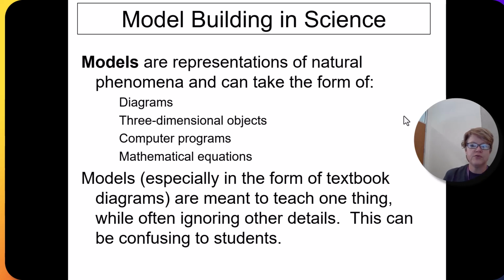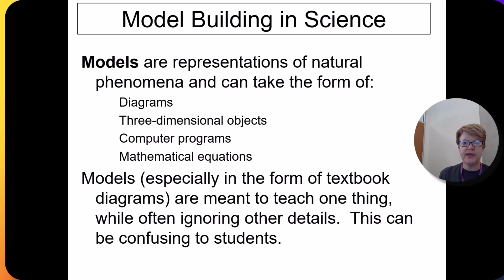Models in the form of textbook diagrams are meant to teach one particular thing, while usually they ignore other details. The problem for a student is that you're looking at something you've never seen before. You're maybe not clear on what details are not being shown, and so you may take meaning from something that's not intended to give you meaning. That can be confusing.